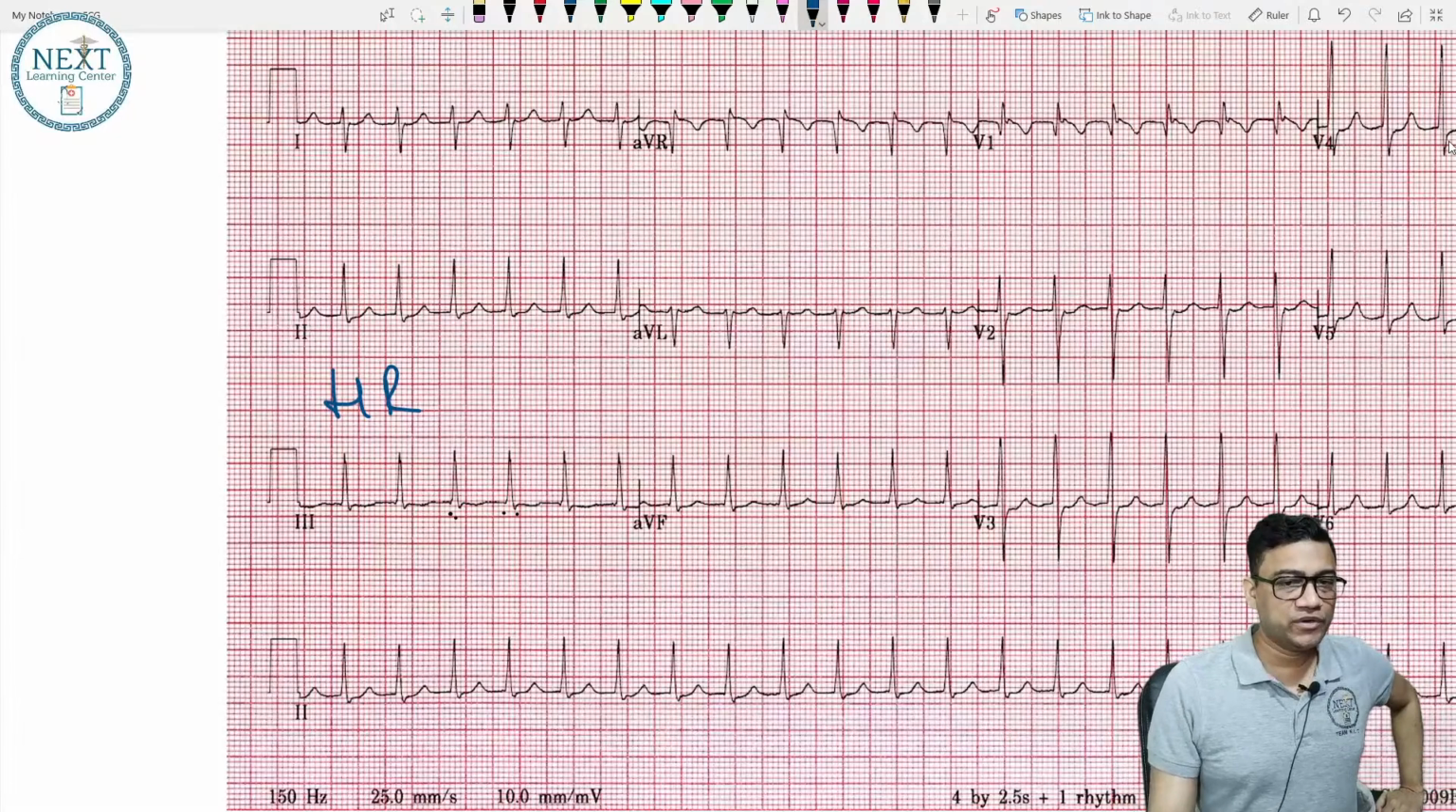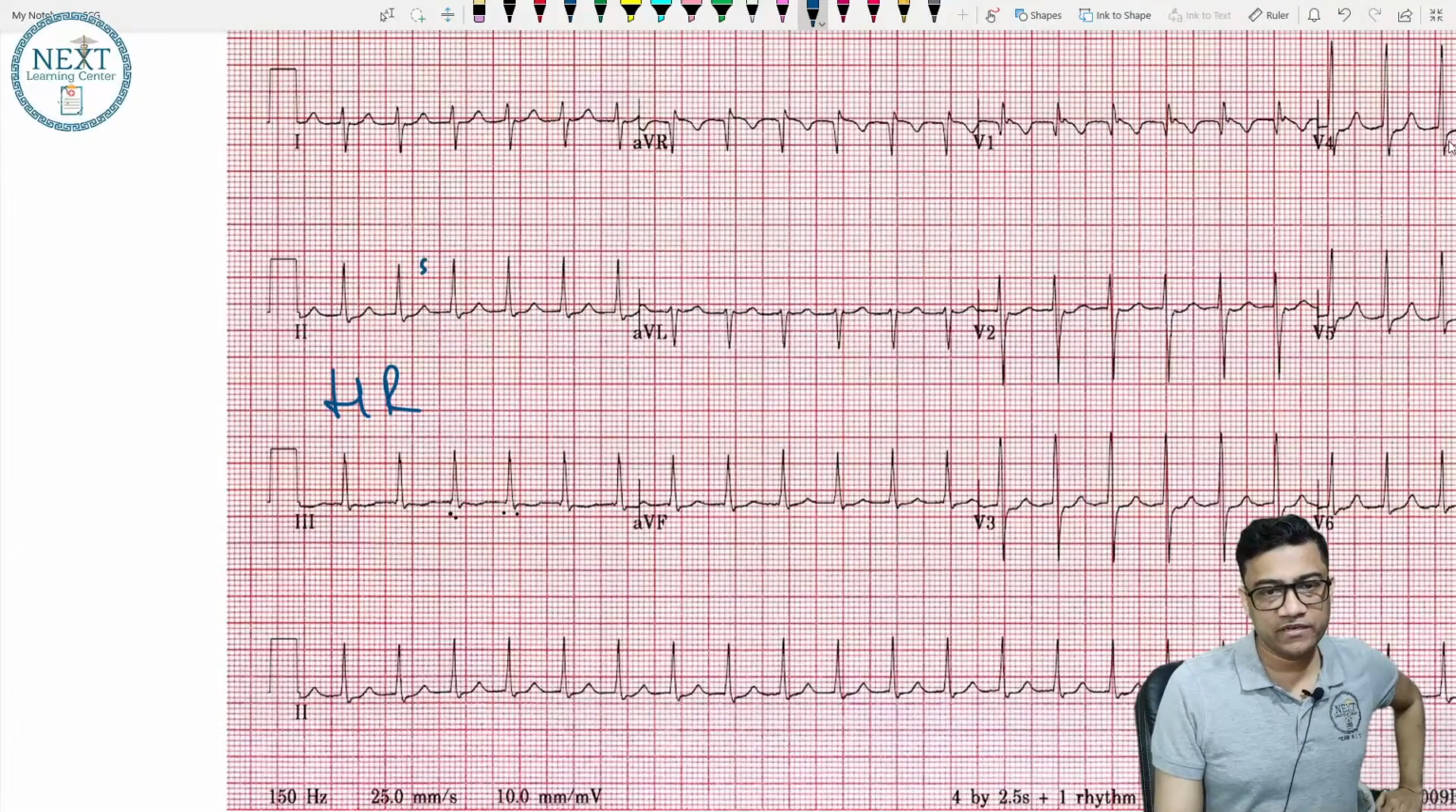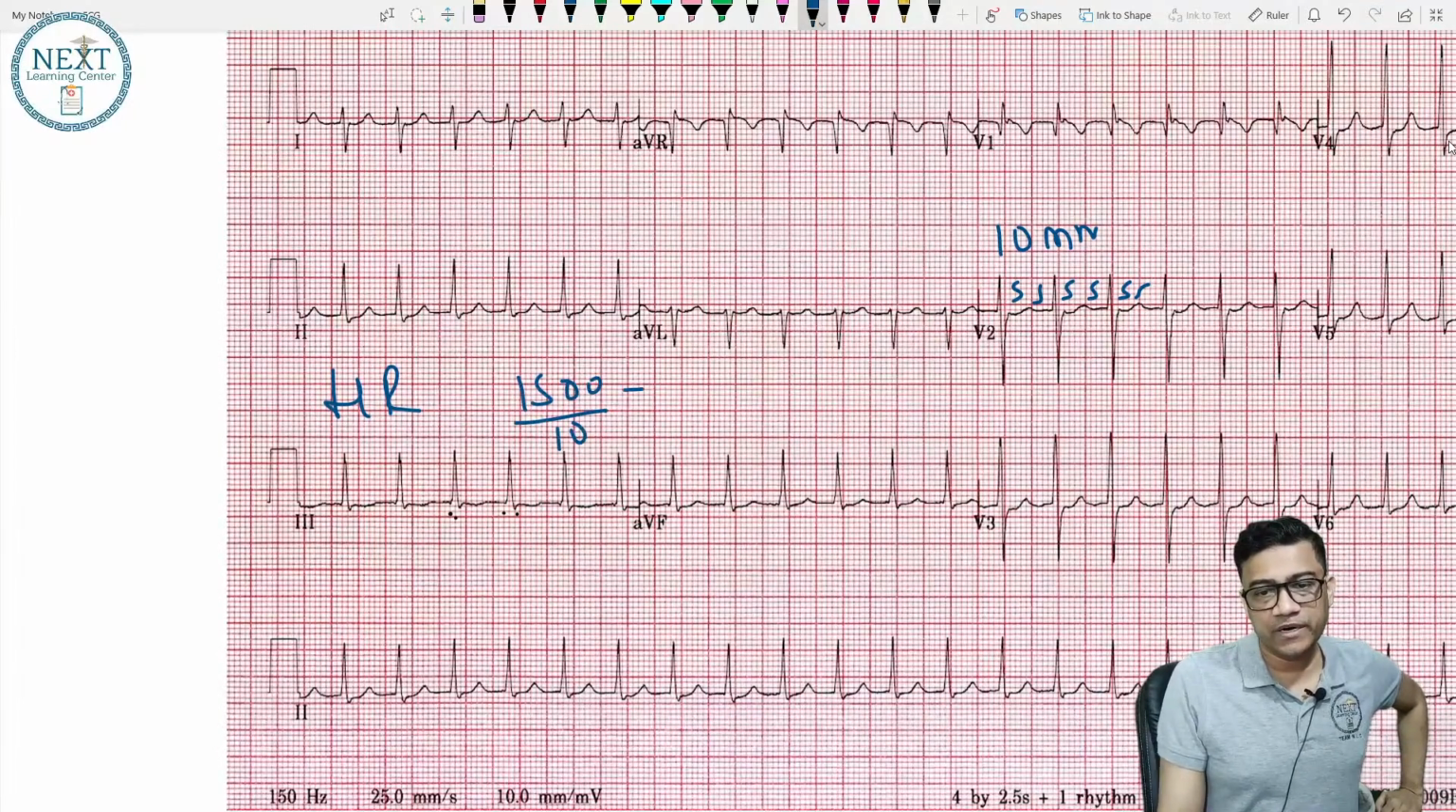Yes, heart rate, you are right. See, how many boxes? 5 are here, 3, 2. There's almost 10. You can take 10 boxes. See, 5 and 5, 5 and 5, 5 and 5, 10. So 10 will give you a heart rate of 1500 by 10, that is 150. It's a tachycardia.